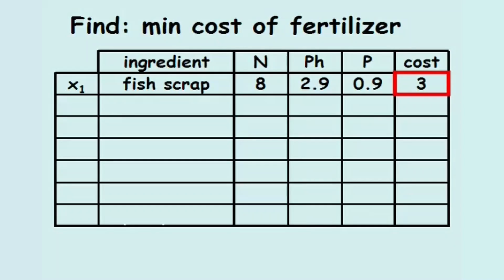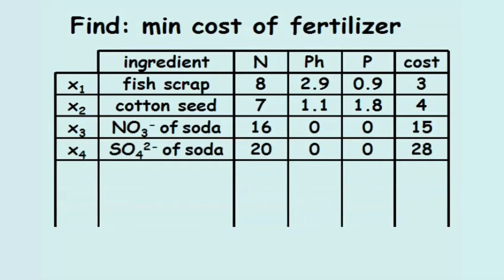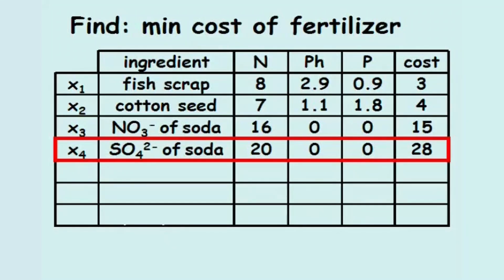The second ingredient is cottonseed meal. X2 is the volume of cottonseed meal in the mix, and the percentages and cost are shown as well. The third ingredient is nitrate of soda, and the fourth ingredient is sulfate of soda.